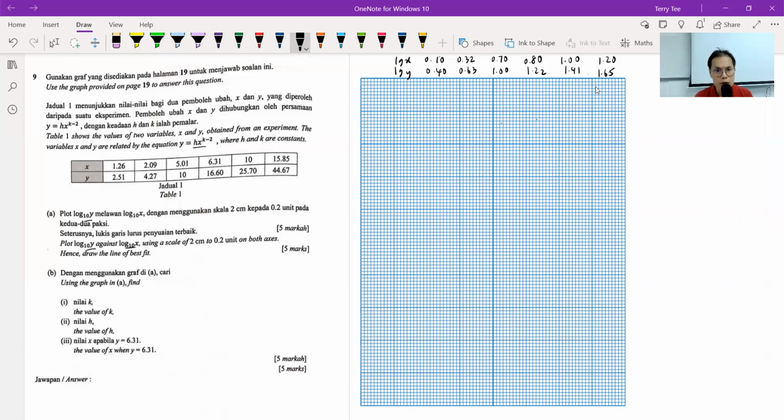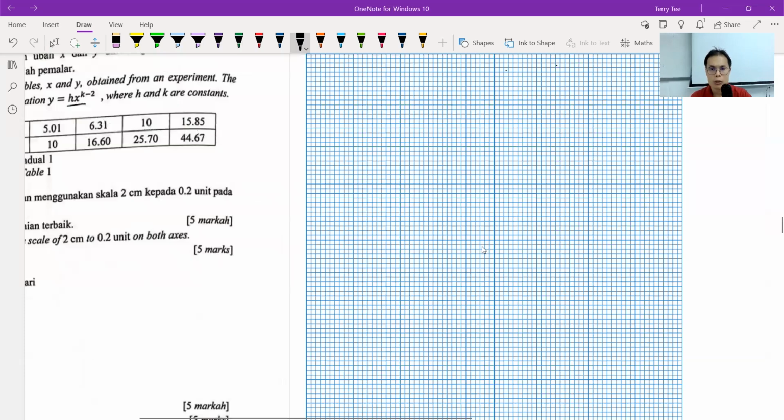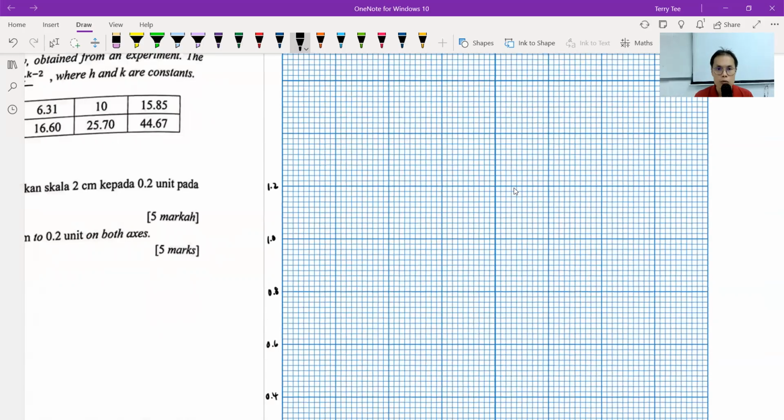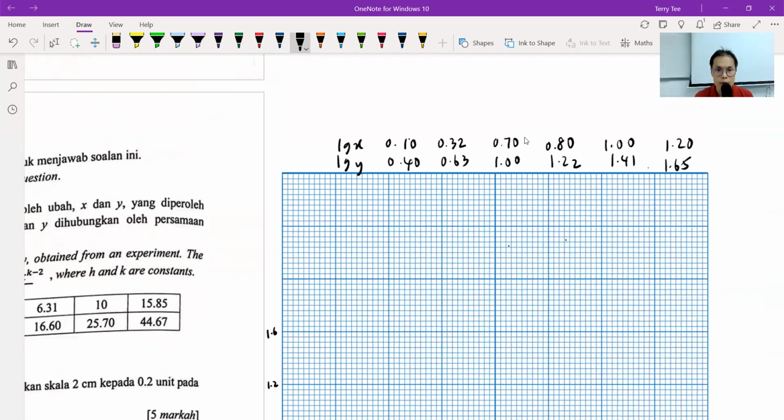Okay, you're given the scale is 2 cm to 0.2 unit on both axes. So here let me zoom in and plot. Yeah, it's quite a small graph. This is 0.2, 0.4, 0.6, 0.8, 1.0, 1.2. This is LGX. Your LGY is 0.2, 0.4, 0.6, 0.8, 1.0, 1.2, 1.6. My largest value, let's check. Your largest value is 1.65. So I can go up to 1.8. This will be my LGY.